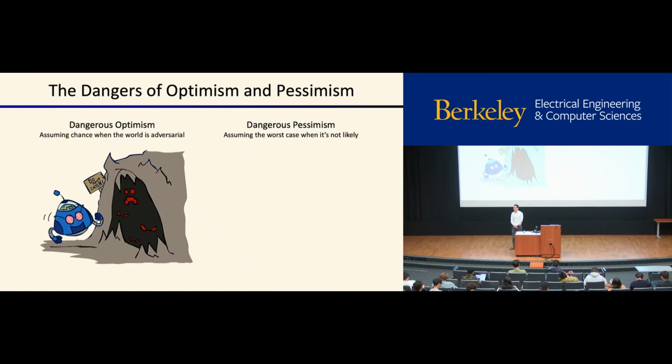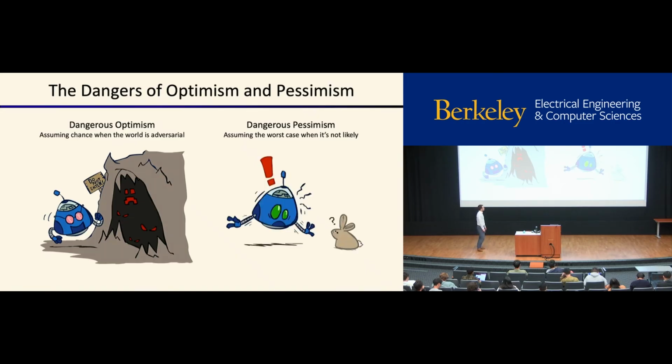On the other hand, there's dangerous pessimism, where we think, okay, I'm going to just assume the worst case no matter what, even when it's not that likely. And so you might be freaked out by this little bunny because you think something bad's going to happen. But nothing bad's going to happen. It would have to be a really unlikely bunny for that to be a problem.